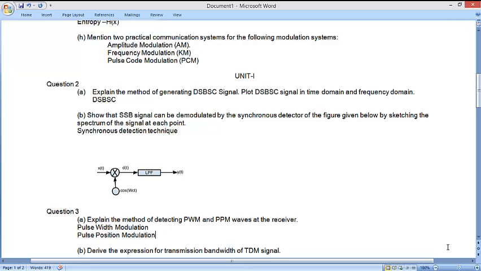For PWM we have a device and a method to detect the wave, and also for PPM we have a method and device. For that you can refer to the books.